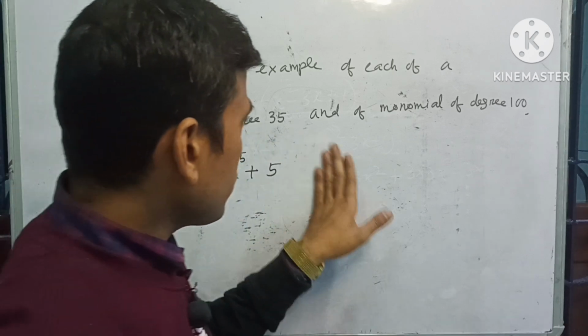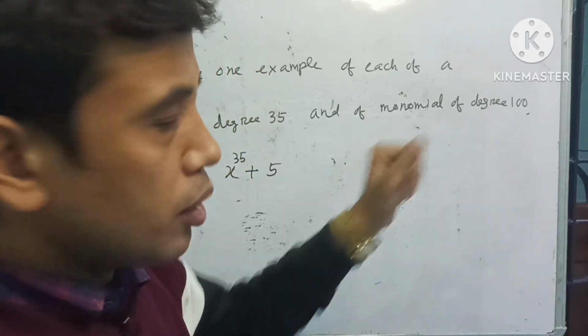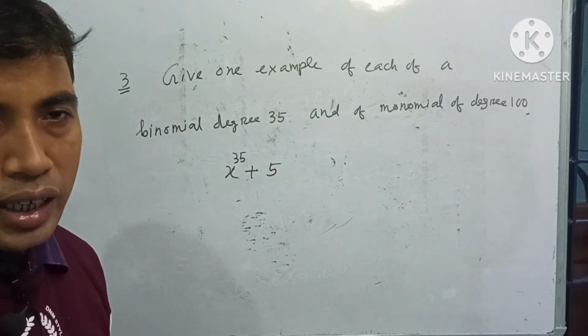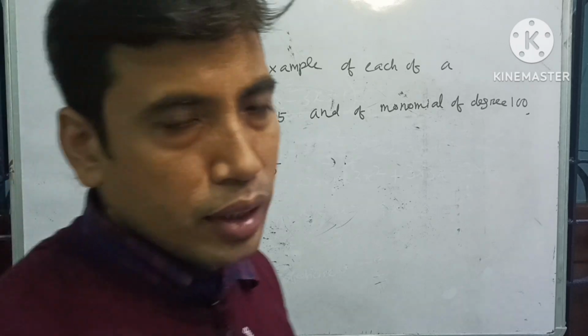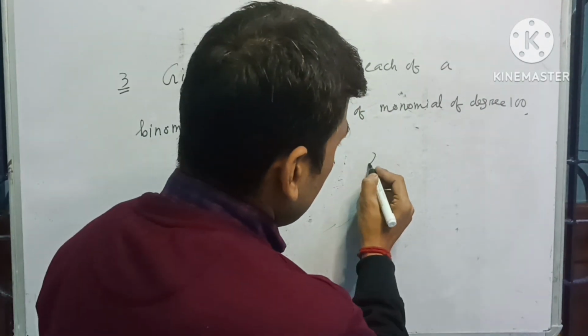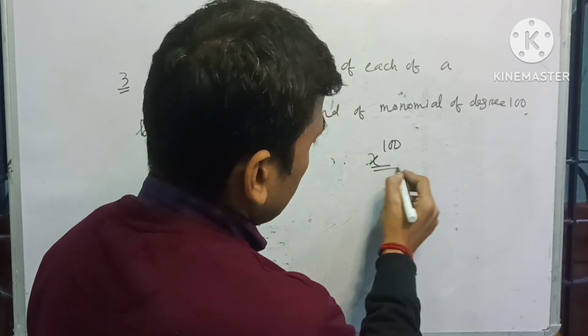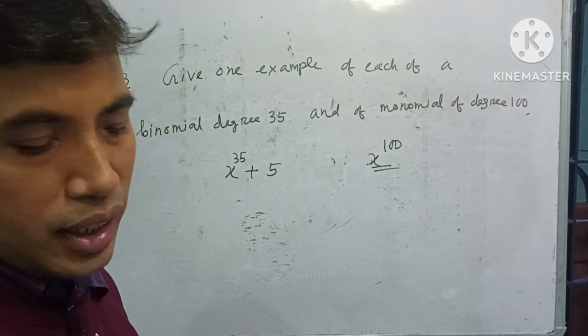And now we need a monomial of degree 100. That means a polynomial which has only one term and degree is 100. So here you simply write x to the power 100. This is the answer.